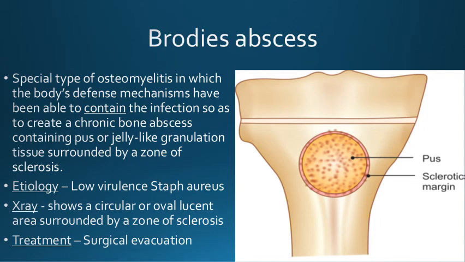Coming to Brodie's abscess, it happens when a very low virulent organism affects your bone, but the body is able to contain the infection. The body's defense mechanisms have been able to contain the infection so as to create a chronic bone abscess containing pus or jelly-like granulation tissue surrounded by a zone of sclerosis. So this is your pus and this is your sclerosis. The body has been able to contain the infection. It happens due to low virulence Staphylococcus aureus. X-ray shows a circular or oval lucent area surrounded by a zone of sclerosis, and the treatment is surgical evacuation.